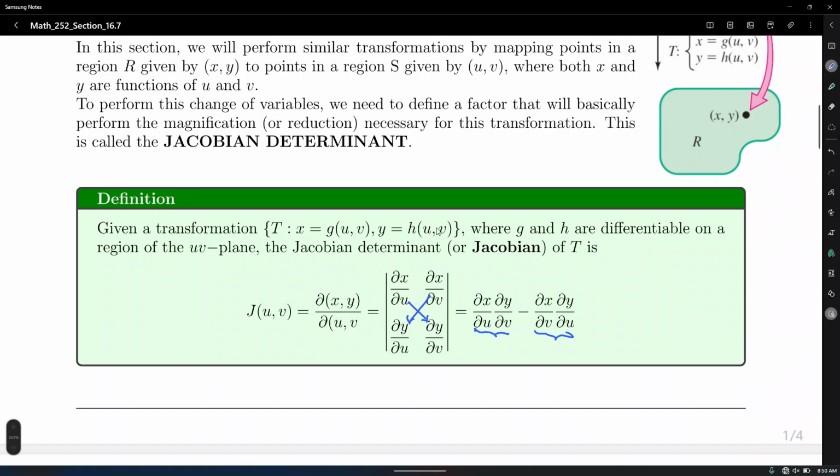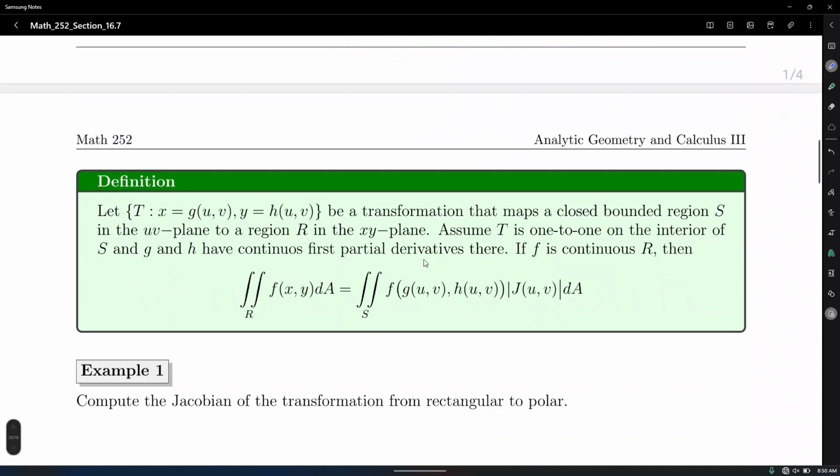Let's look at the generalized double integral here. Again, if we define a transformation from one set to another set, that is a set that defines the points in the xy plane to another set that defines equivalent points in the uv plane.